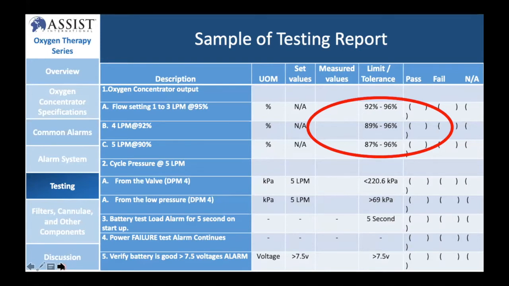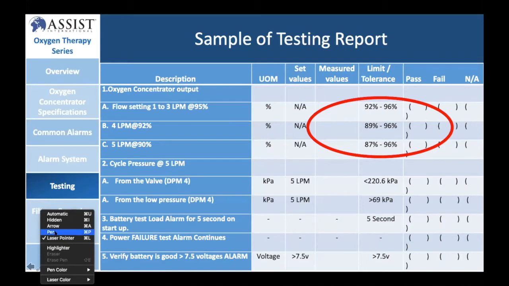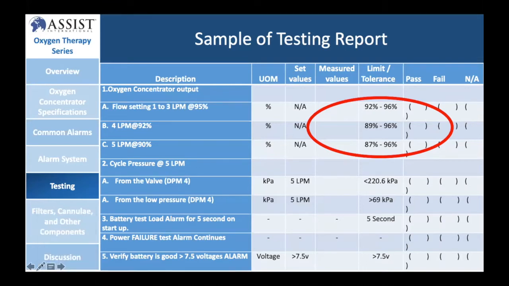You will probably notice as you increase the flow, from 1 to 3 to 4 to 5 liters per minute, you'll see that the tolerance for oxygen purity goes down. As the flow increases, the purity of oxygen decreases. This is very critical to remember because oftentimes we've seen clinicians think that they can increase the purity of oxygen by increasing the flow. That is not necessarily the case.